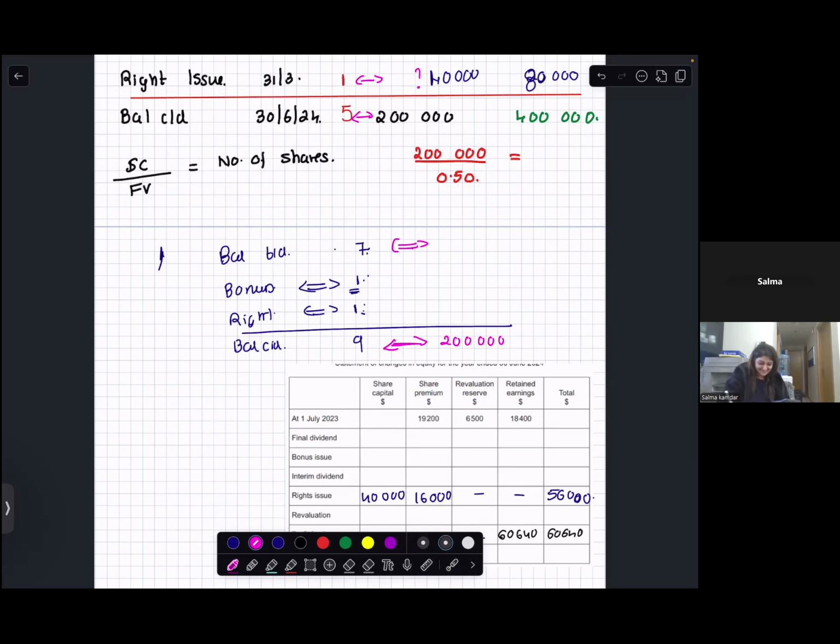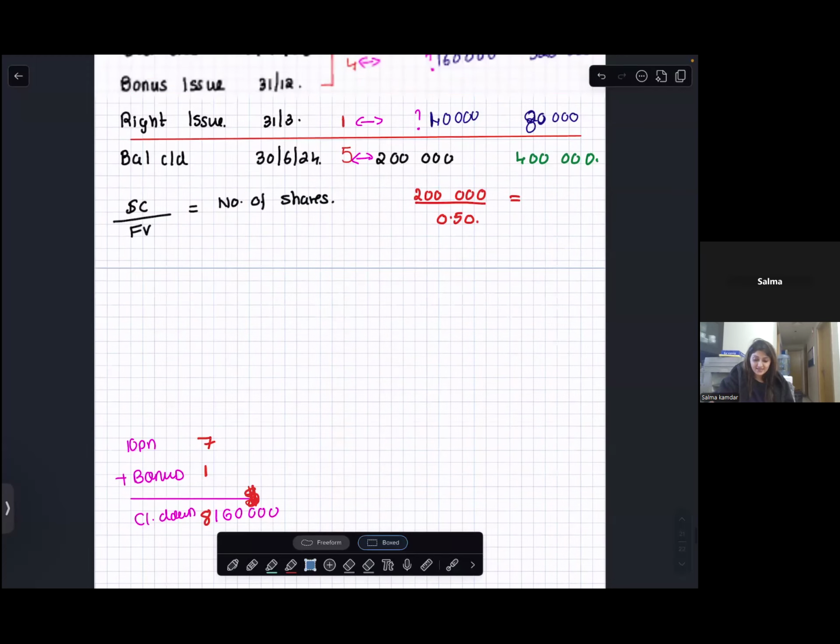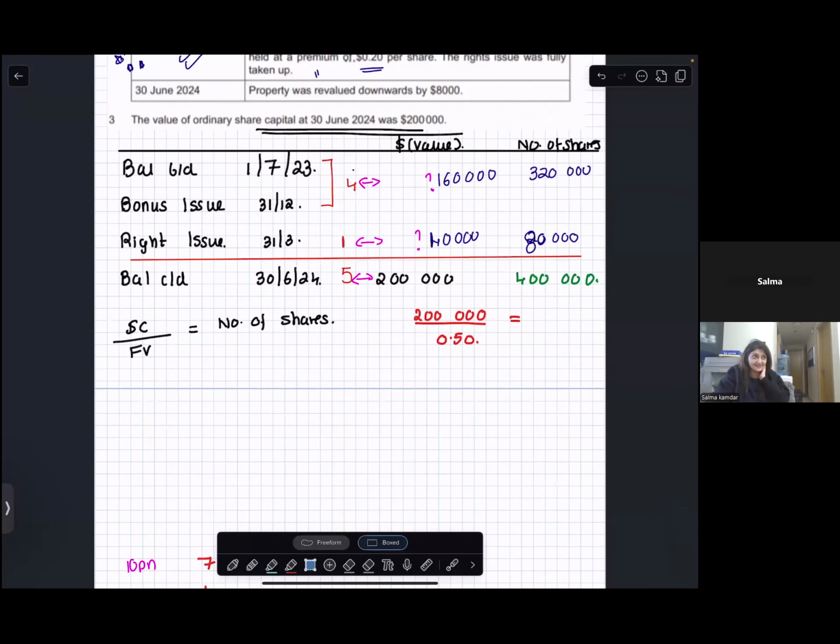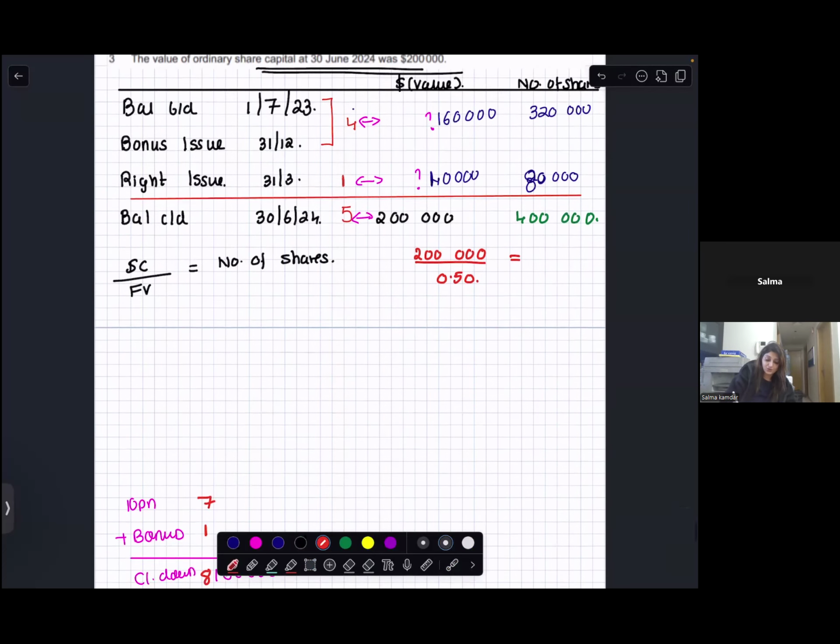200,000 into 1 divided by 9. So it's not coming. So we did a mistake over here. We tried that and it came wrong. We know that opening plus bonus was the held when we found out the right issue, and we got it as 160,000.